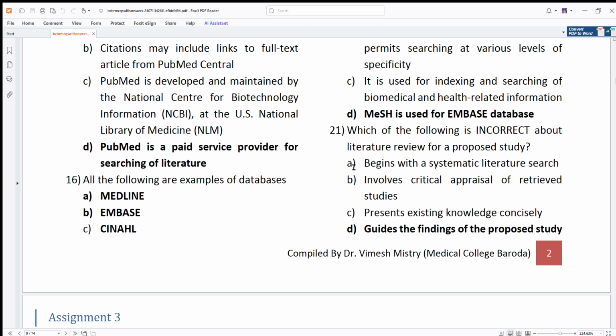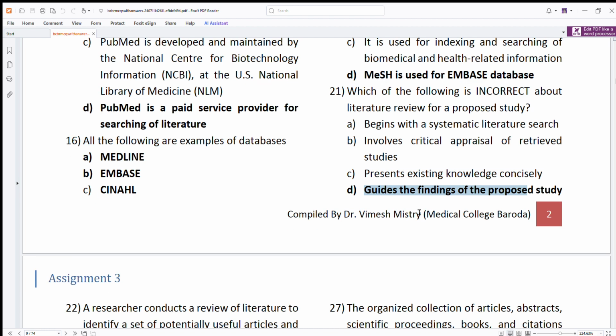So now talking about which of the following is incorrect about literature review for a proposed study. Begin with a systematic literature search. Yes, it does. Involves critical appraisal of literary studies. This is extremely important. Presents existing knowledge concisely. Yes. Guides the findings? No, no. This cannot be possible. I'll tell you why. Because to guide the finding of the proposed study, you have to conduct the study yourself, and then you have to see the results or the findings.